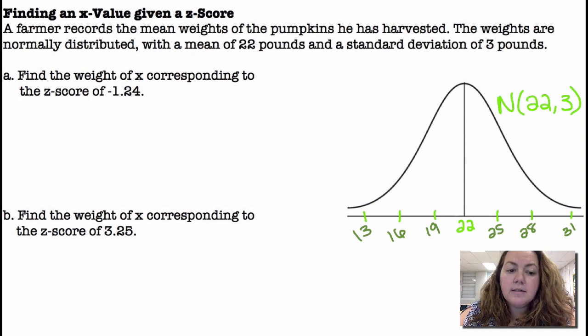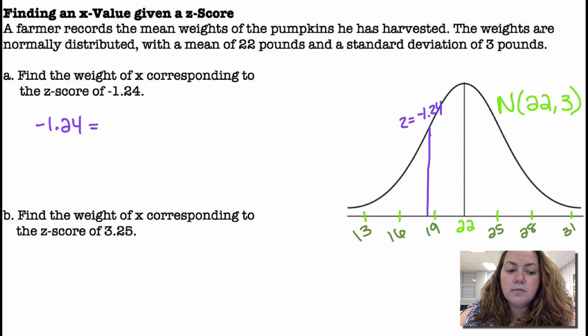Find the weight of x corresponding to a z-score of negative 1.24. Well, my z-score tells me how many standard deviations I am away from my mean. So I'm going to go back 1.24 standard deviations from my mean, and I'm going to label that as my z value. So I know I'm looking for some number between 16 and 19. So I'm going to set this up.